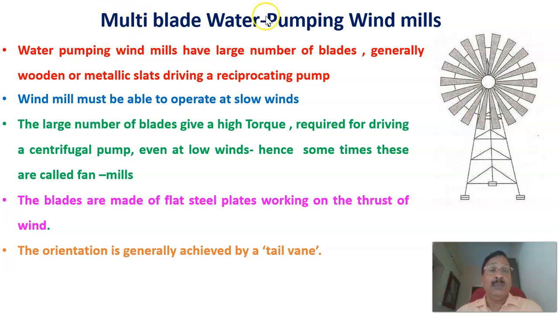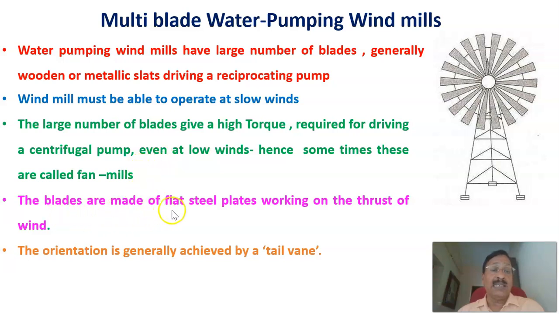Now continuing, multi-blade water pumping windmills have a large number of blades, generally wooden or metallic slats, driving the reciprocating pump. Windmills must be able to operate at very low wind speed, so if the number of blades is more, that produces more torque. A large number of blades gives the high torque required for driving a pump, even at very low winds. Hence, these multi-blade water pumping mills are sometimes called fan mills.